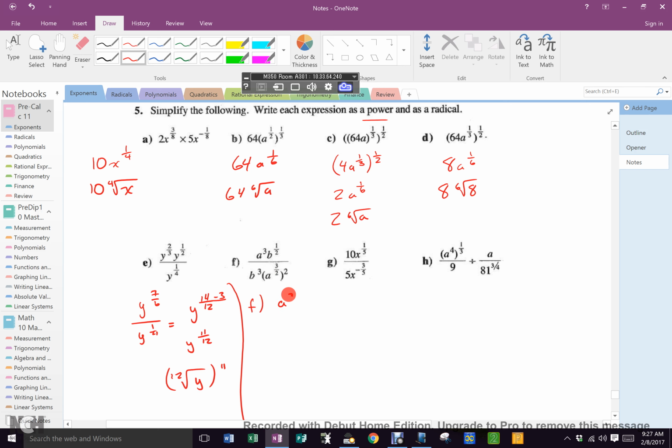F. Simplify first. A cubed b to the 1/2 over a cubed b cubed. The a cubeds cancel. 1/2 minus 3 is b to the negative 5/2, which is 1 over b to the 5/2, which is 1 over the square root of b to the 5th. Any questions there? Okay, and G.